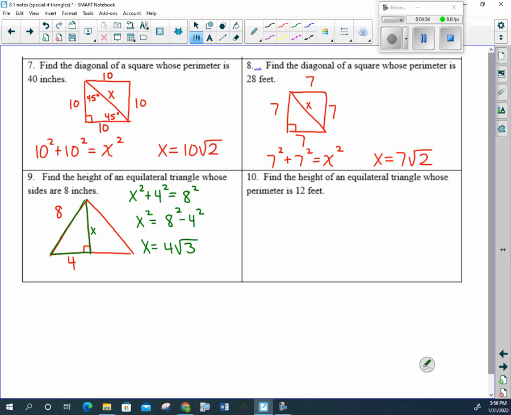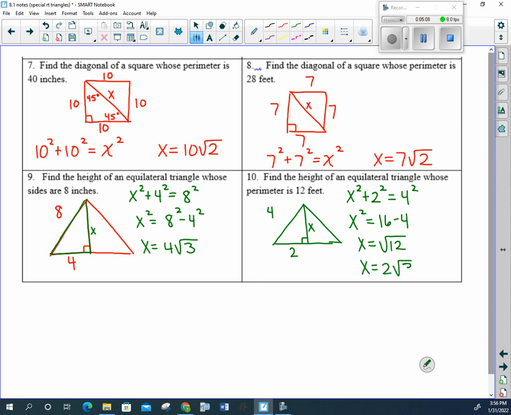Okay, over here, find the height of an equilateral triangle whose perimeter is 12 feet. So if perimeter is all the sides added together and it's 12 feet, then that means each of those is 4 feet. So when I drop the altitude down, it bisects, so this is 2. Pythagorean theorem again, so x squared plus 2 squared equals 4 squared. So x squared equals 16 minus 4. So x is going to be the square root of 12. So that's going to turn out to be 2 square root of 3.